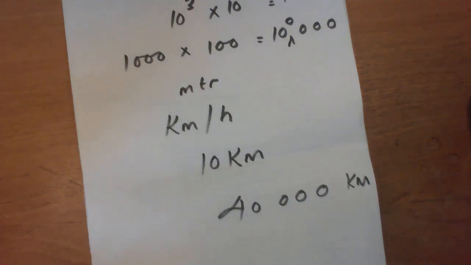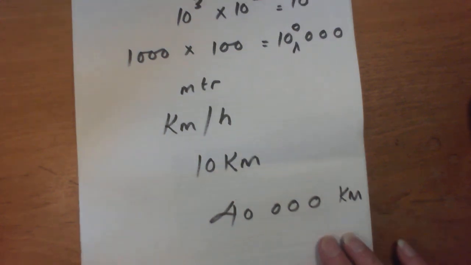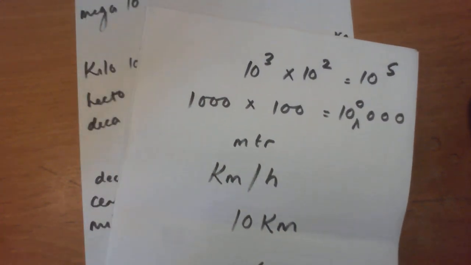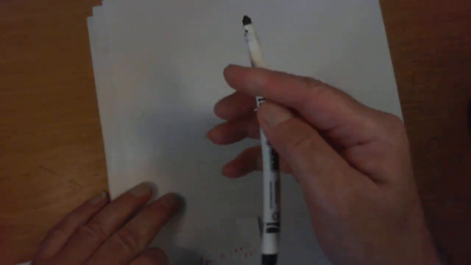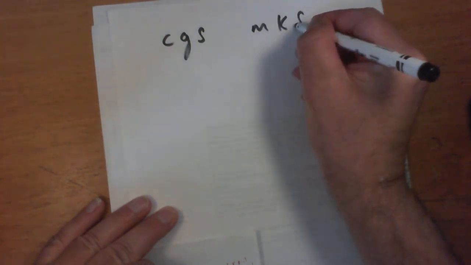Now, again, there's a certain amount of things about the metric system that you don't really need to know for the GCSE exam, but it's useful to know. When we're talking about more complex units from the metric system, there are two conventions, the CGS and the MKS. Centimetre gram second, or the meter kilogram second.